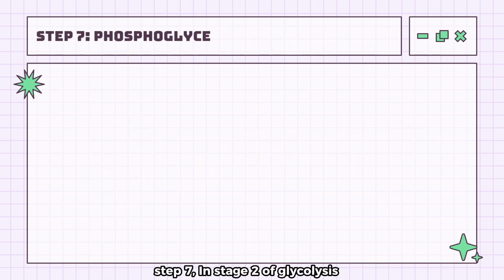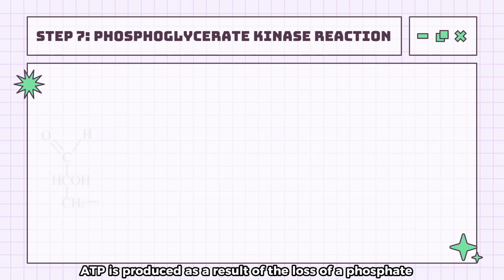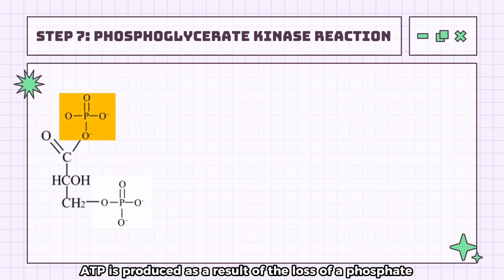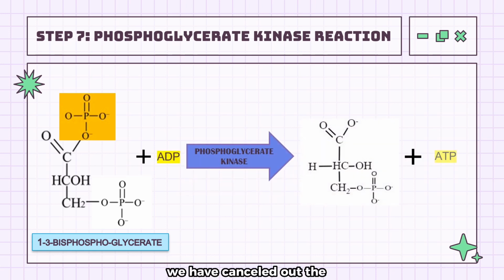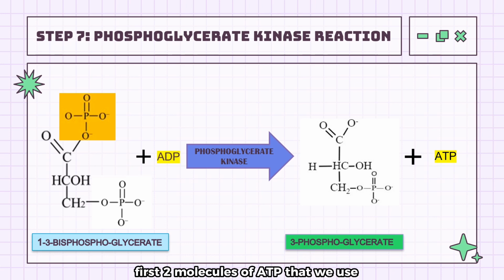Step 7. In stage 2 of glycolysis, ATP is produced as a result of the loss of a phosphate group from 1,3-bisphosphoglycerate. With this step, we have cancelled out the first 2 molecules of ATP that we used, leaving us with just 0 ATP molecules.